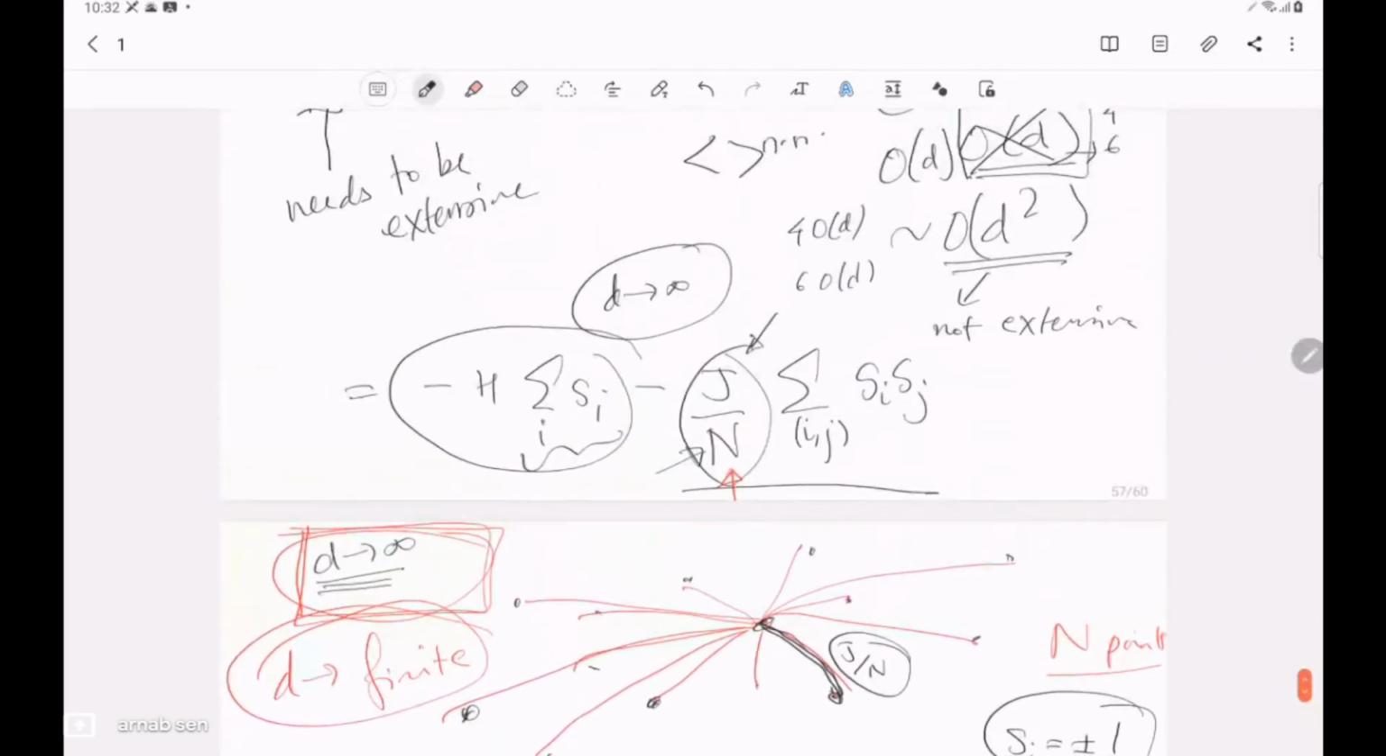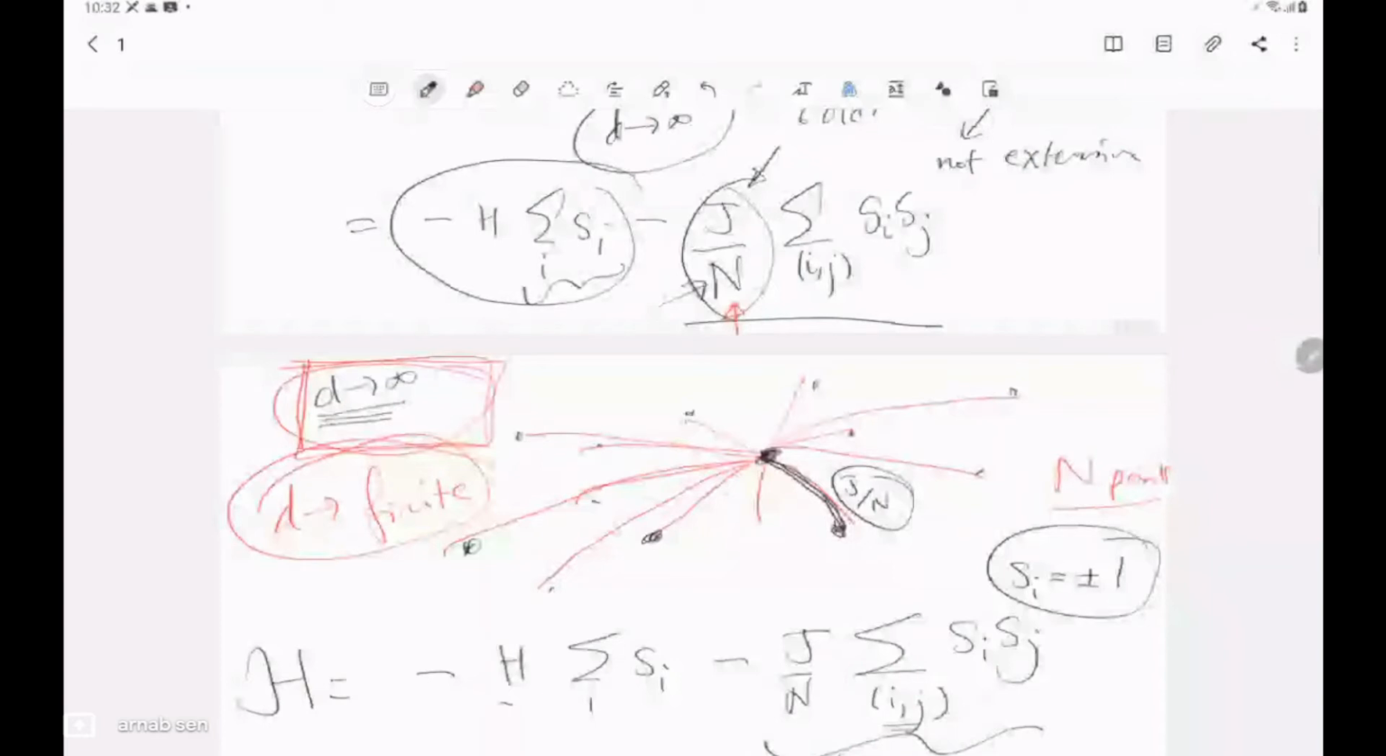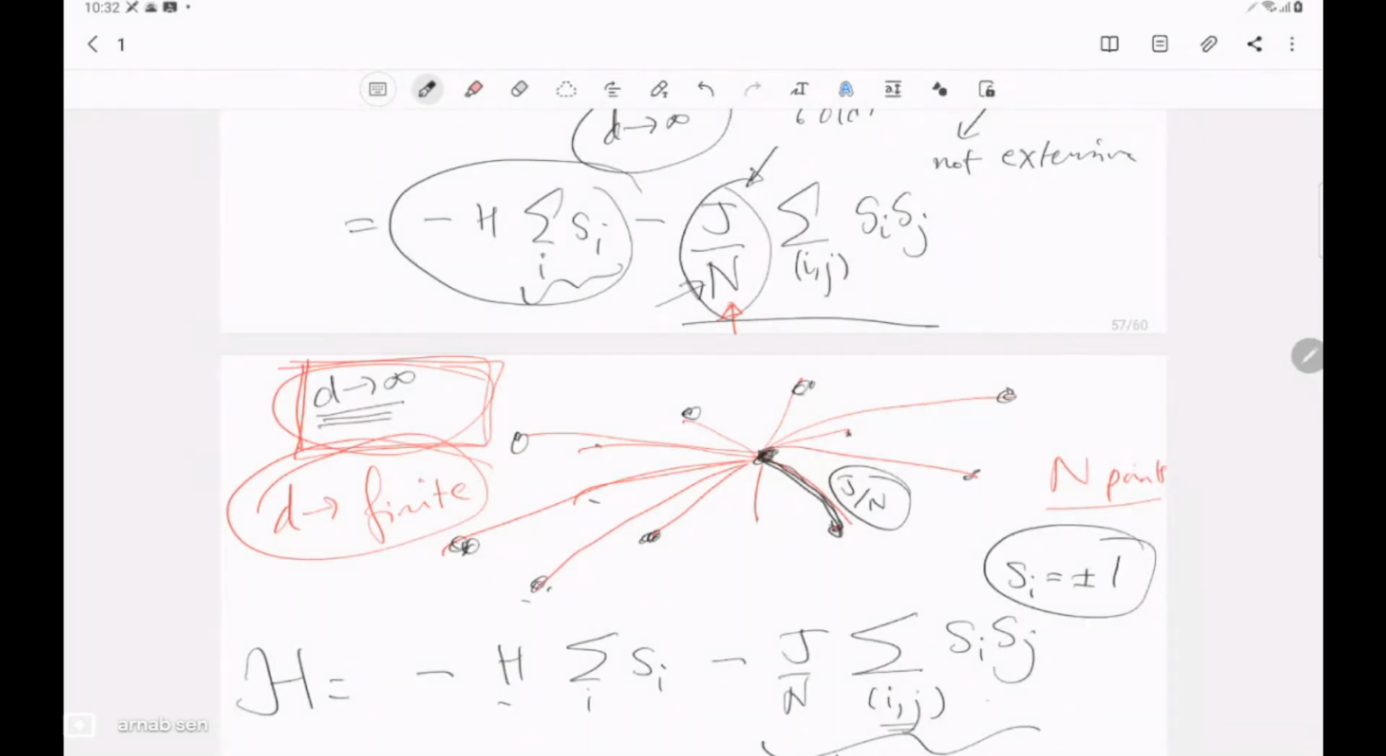See, the first step, in my mind, was the d tending to infinity problem. In the d tending to infinity problem, the concept of a neighbor is lost. Because when your dimensionality is very high, each point is actually interacting with each other point. That's why I drew this picture, that each point is interacting with each other point where there are capital N points, and then to preserve the extensivity of energy, I put this thing here. So this was the first simplification I got.